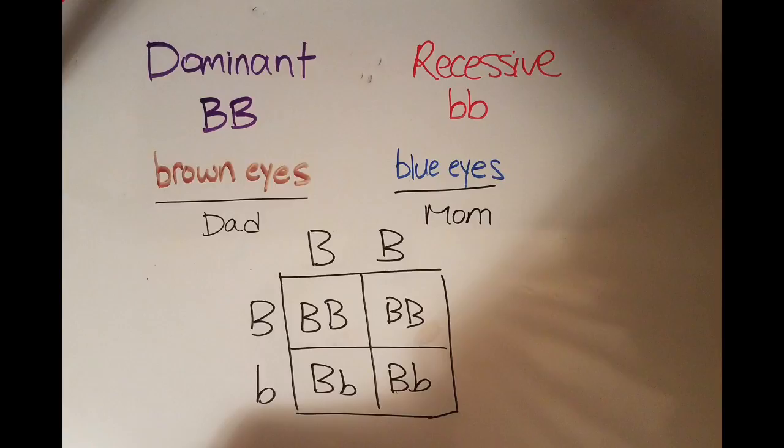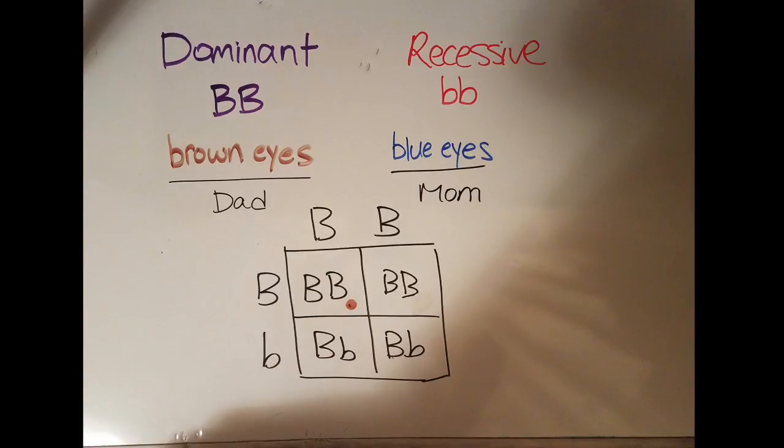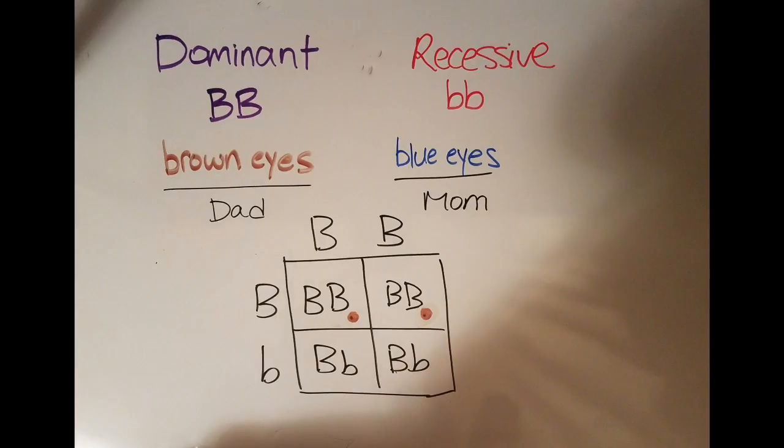Let's say a child's father has the genes of big B, and their mother has the traits of big B, little b. The Punnett square shows all the possible outcomes for what their eye color would be. A dominant trait always overshines a recessive trait, therefore the child would have a 100% chance of having brown eyes.